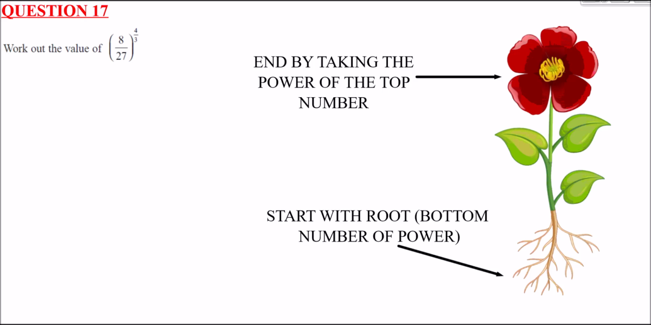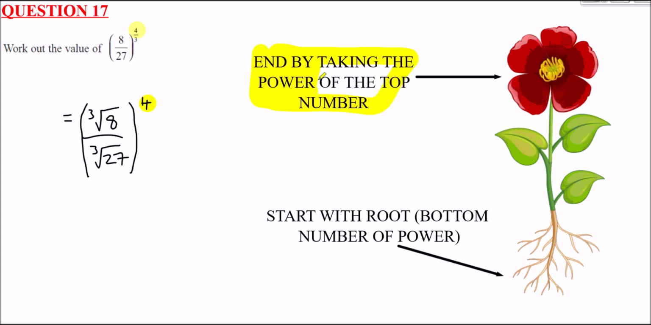So without the silly talk, the first thing I'm going to do is do the cube root of 8 and the cube root of 27, because the bottom numbers are 3, and we do that as the root. So it's the cube root of 8 all over the cube root of 27, and then we'll do that power 4 second. That power 4 is the top one, so we're going to do that at the end. So, cube root of 8.